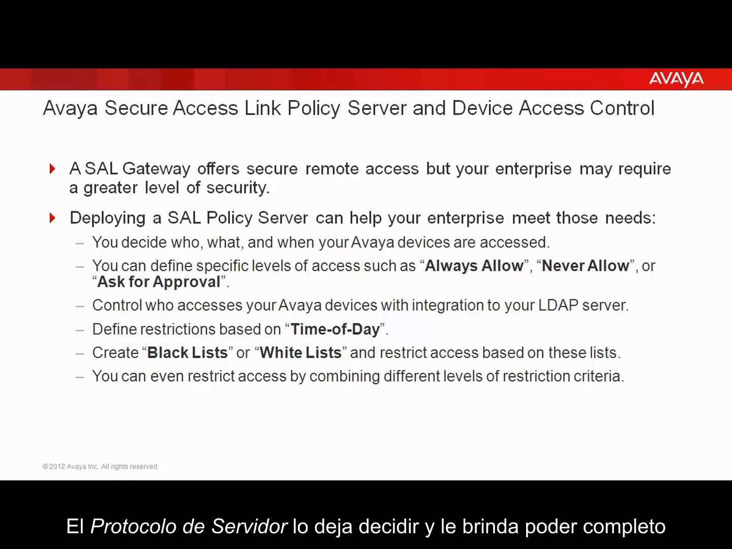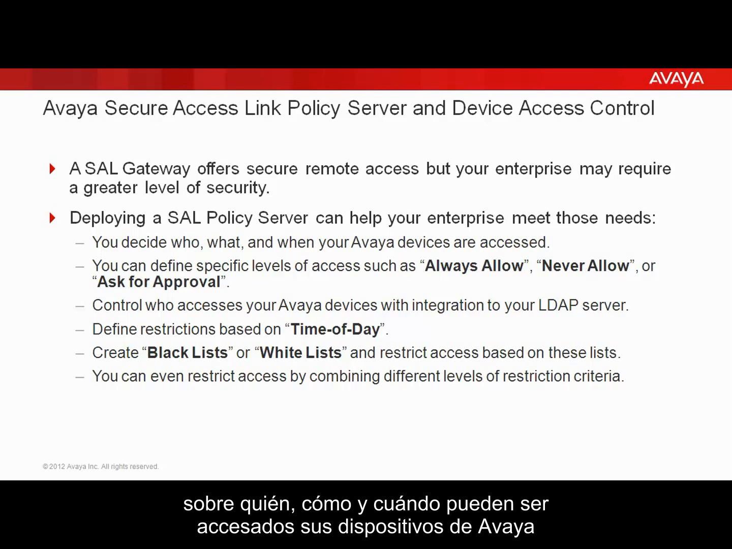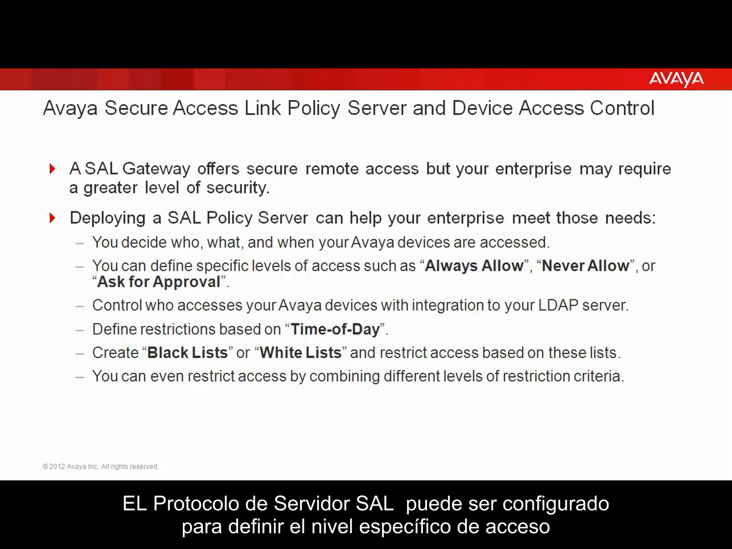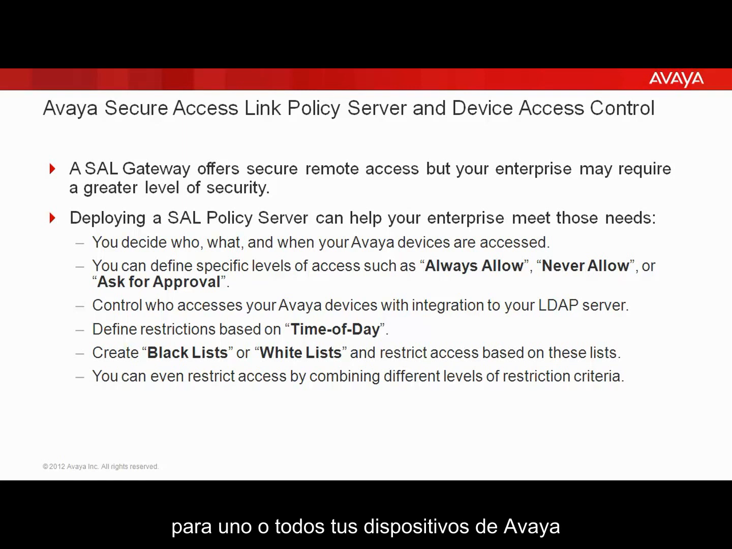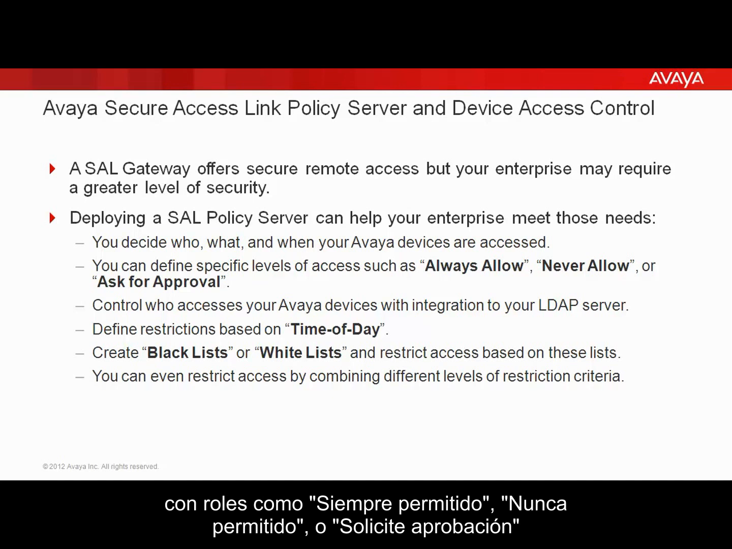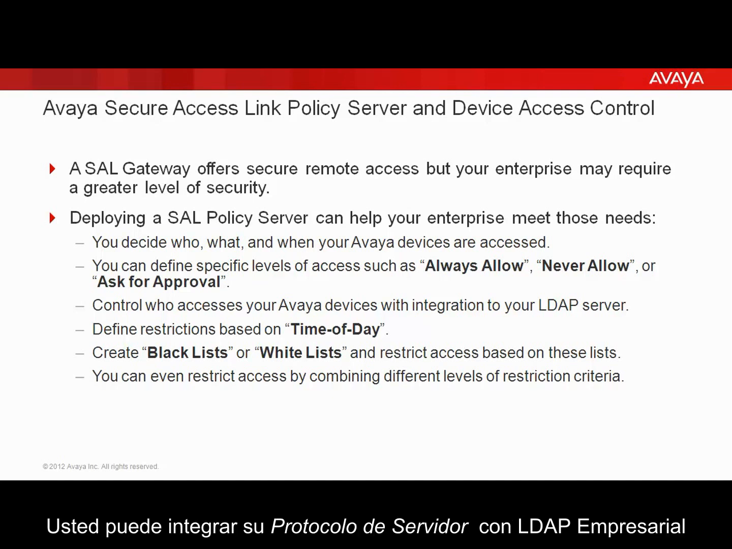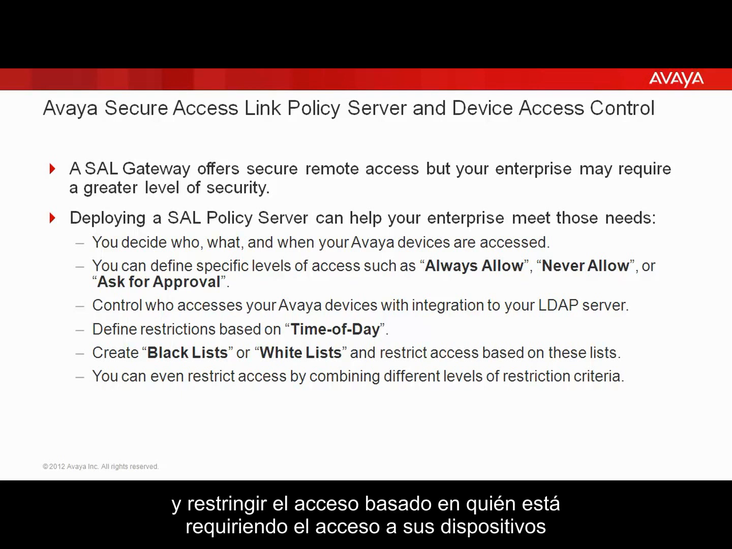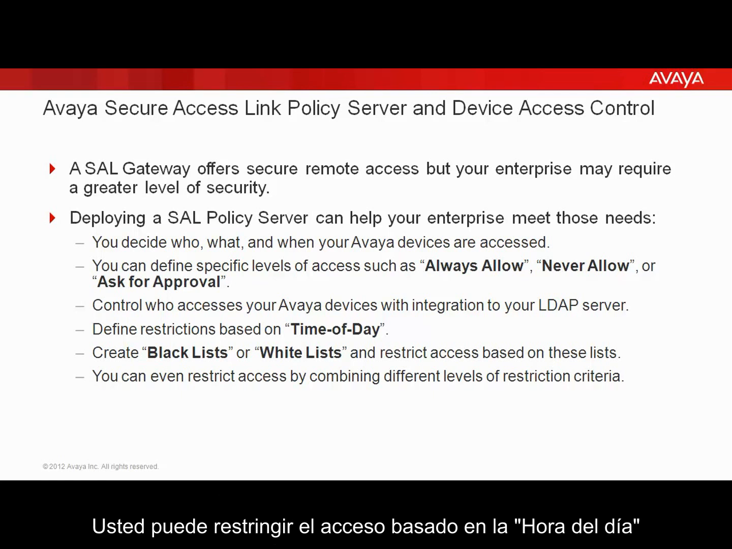The policy server lets you decide and puts you in complete control of who, what, and when your Avaya devices are accessed. The SAL policy server can be configured to define a specific level of access to one or all of your Avaya devices with rules such as always allow, never allow, or ask for approval. You can integrate your policy server with your enterprise LDAP and restrict access based on who is requesting access to your devices. You are able to restrict access based on time of day rules.